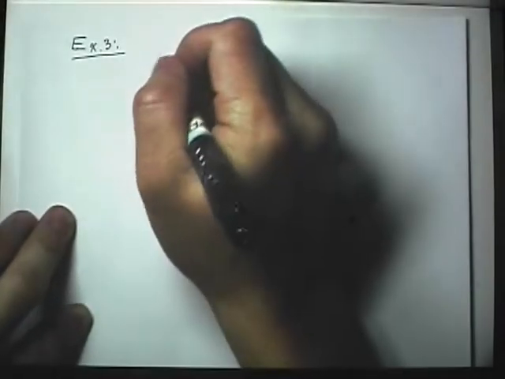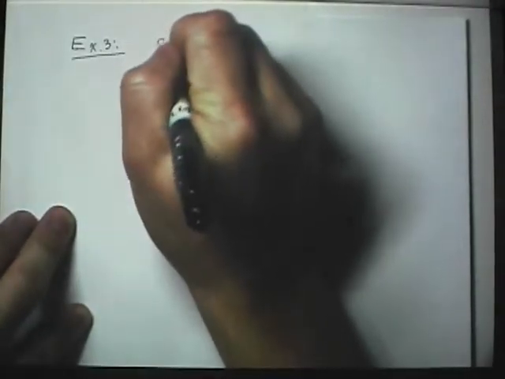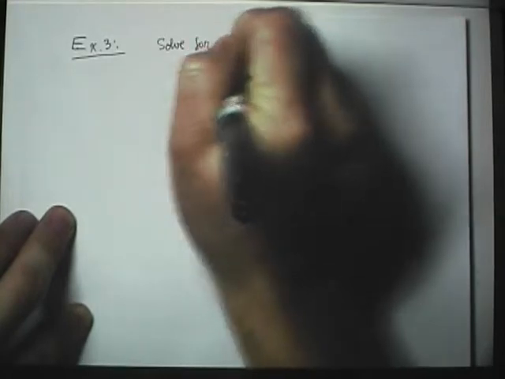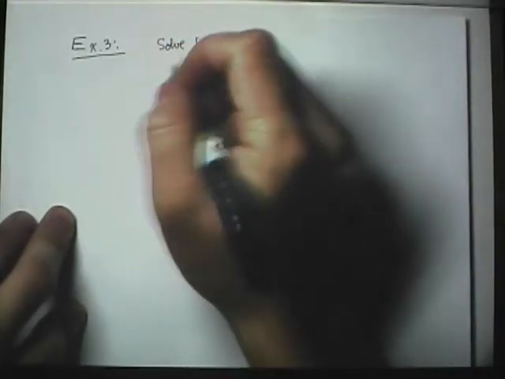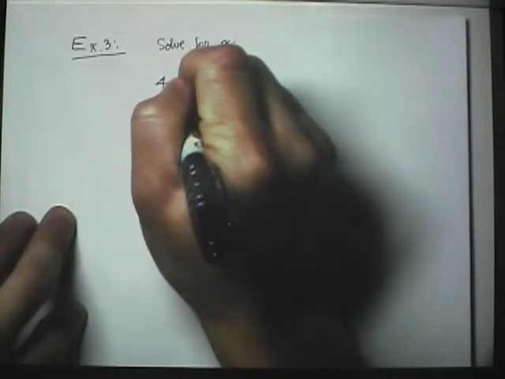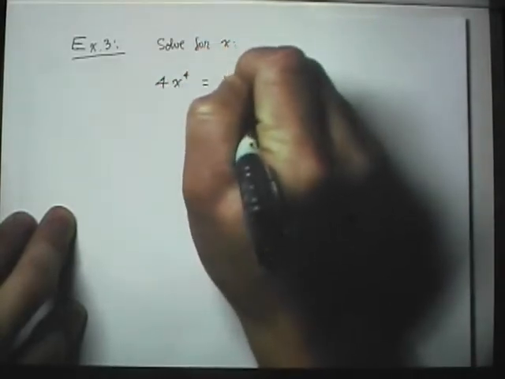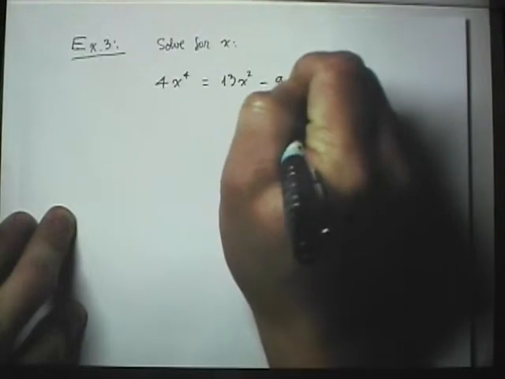Okay, so example number 3. More examples to help you recognize those quadratic-like equations. So now what we have in here is we want to solve for x again. And the equation we're having here is going to be 4x to the fourth equals 13x squared minus 9.